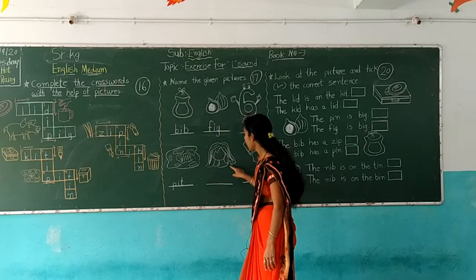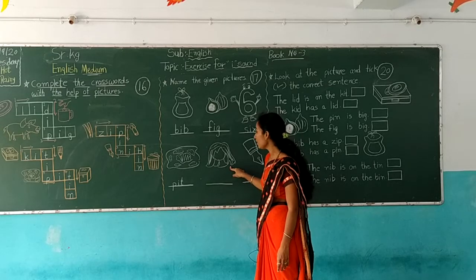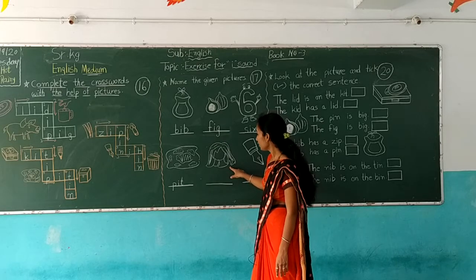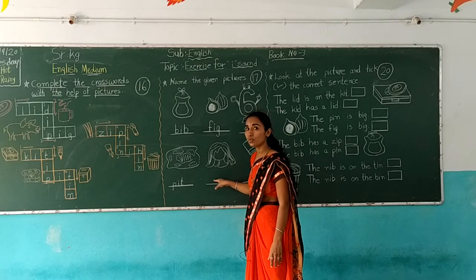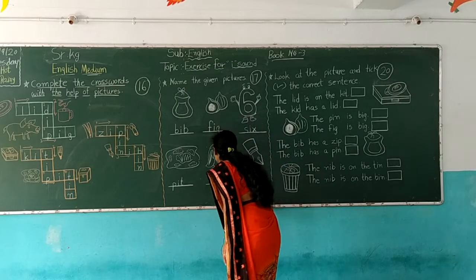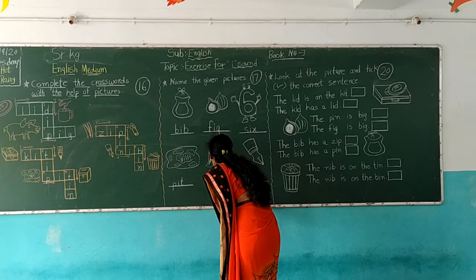Okay. And here, which picture is this? Tell me. Wig. So here we write wa-ig, wig. Wa-ig, wig. Children, you write with me. Wa-ig, wig.